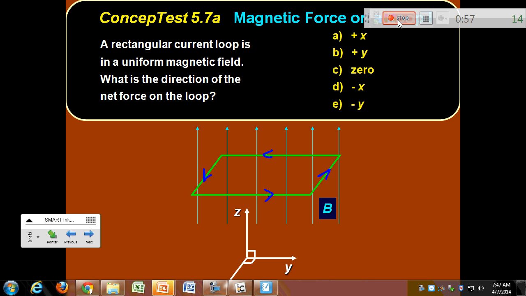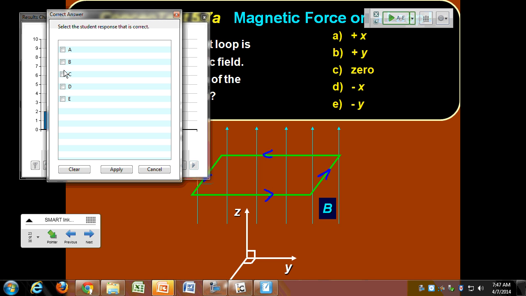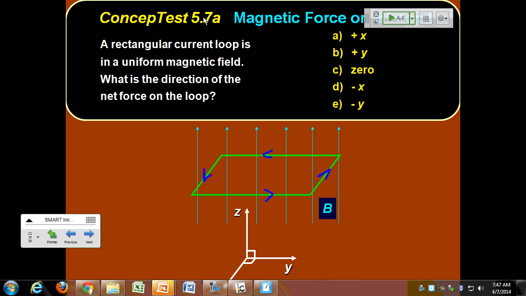All right, so a few more seconds. We'll stop. All right, C is right. The net force, because whatever force acts on one side is opposite on the other side, or anti-parallel to that. So all those vectors are going to add up to 0.